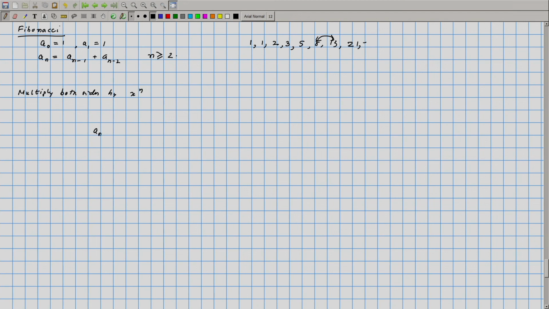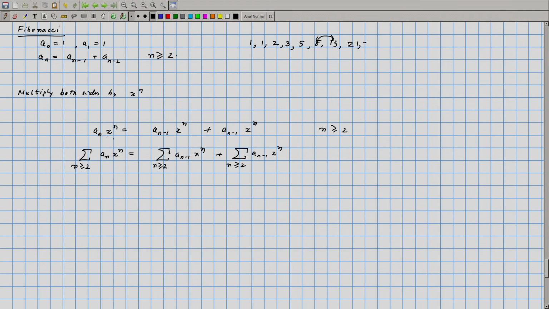And we will get a_n x^n = a_{n-1} x^n + a_{n-2} x^n. So, this equation is valid only for n greater than or equal to 2. So, we sum this up for all values of n greater than or equal to 2. So, the sum over n greater than or equal to 2 of a_n x^n is going to be equal to the summation of a_{n-1} x^n for n greater than or equal to 2, plus the summation for n greater than or equal to 2 of a_{n-2} x^n.